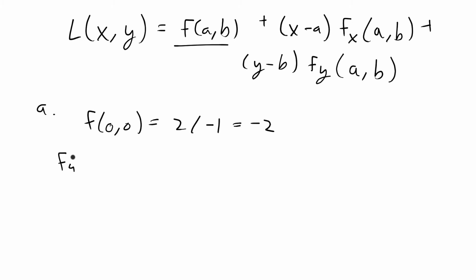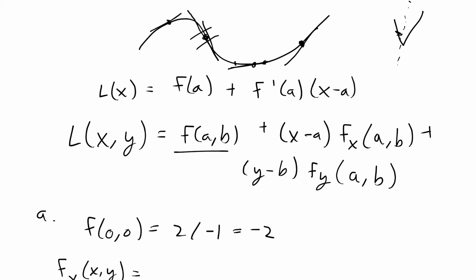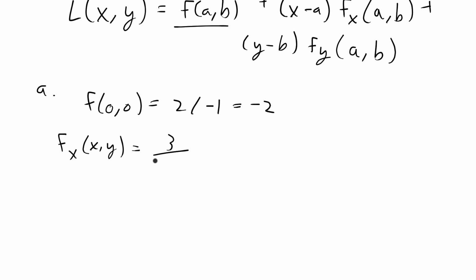Next, we're going to find the partial derivative with respect to x. In the numerator, the derivative of 3x + 2 with respect to x gives us 3, and we have as a constant 1 over (2y - 1). So that's 3 over (2y - 1). We want to plug in the value (0, 0), and plugging in 0 gives us -3.